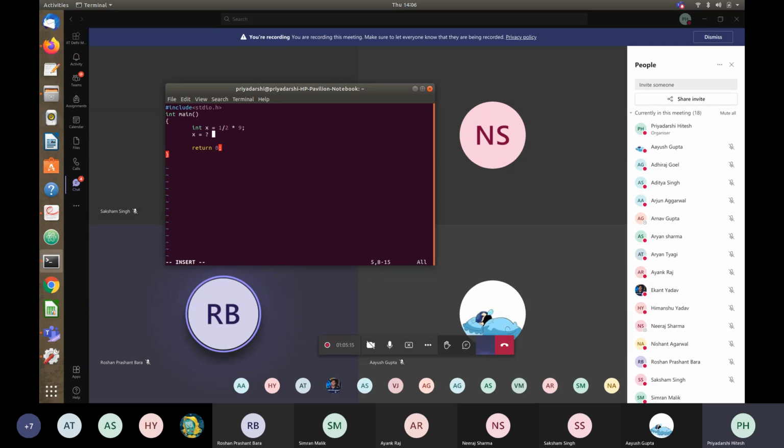Yeah, that is 0. That is fine. It can be 0, right? Even if it's integer, 9 by 2 should come as okay. If it was float, then 9 by 2 would have come as 4.5, right? If so, what change would you like to make here to correct it?